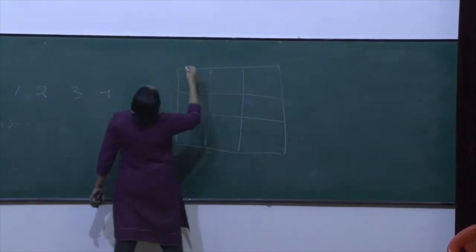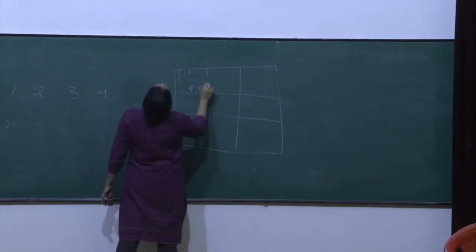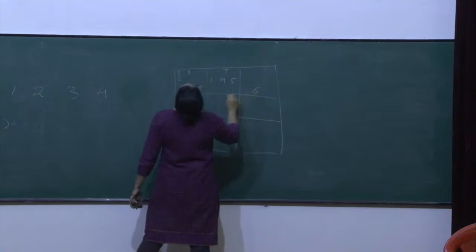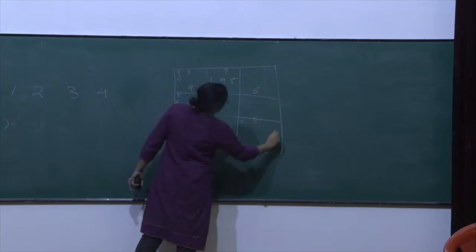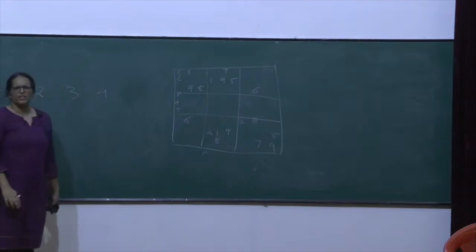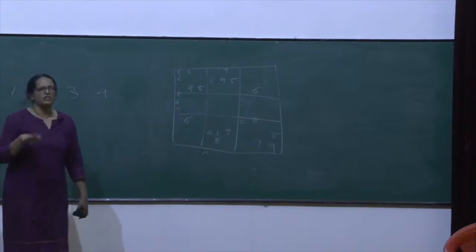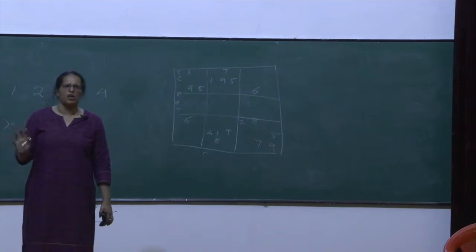So what do I have? I have 5, 3, 6, 9, 8, 7, 1, 9, 5. I have 6 here, 8, 4, 7, 6, 4, 1, 9, 8, 2, 8, 5, and 7, 9. Okay, this is what I start with. And I'm just going to start with any random initial state. There is no necessity for it to have any of the constraints that are required by Sudoku. You just put in whatever you want. You're starting with the wrong answer.